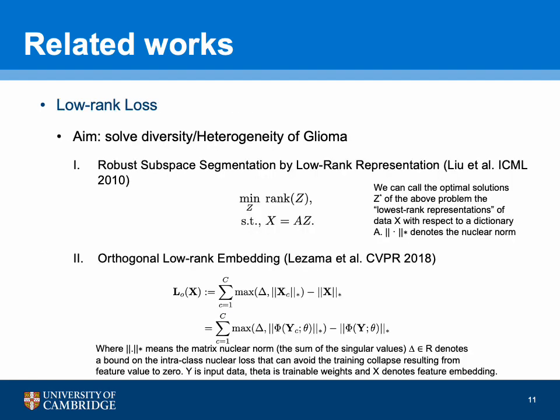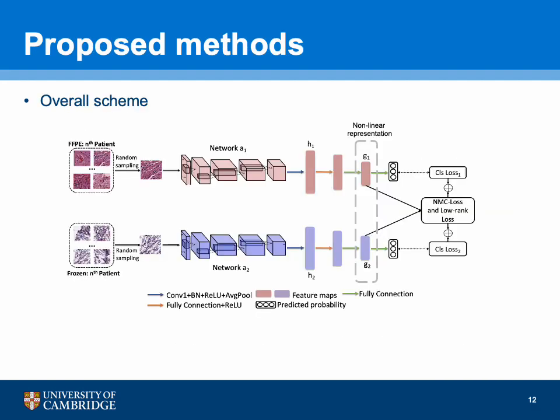In order to solve the heterogeneity of glioma, we got some ideas from low-rank learning. Based on the first paper, low-rank regularization can achieve more robust representation learning and avoid noise influence. And the second study focused on an auxiliary loss by making orthogonal low-rank embeddings. Based on the related work, I made some improvements in my project.